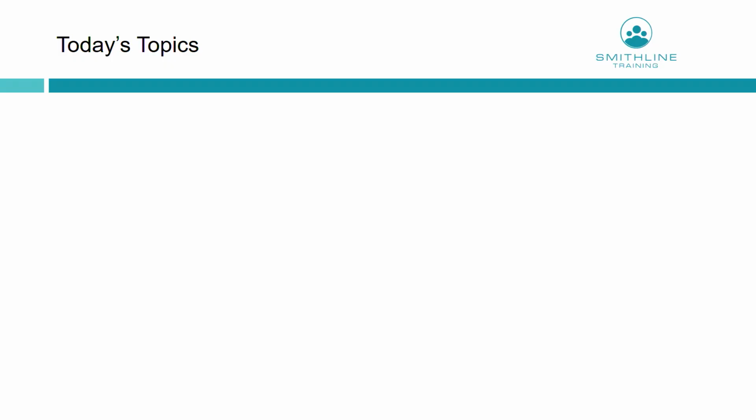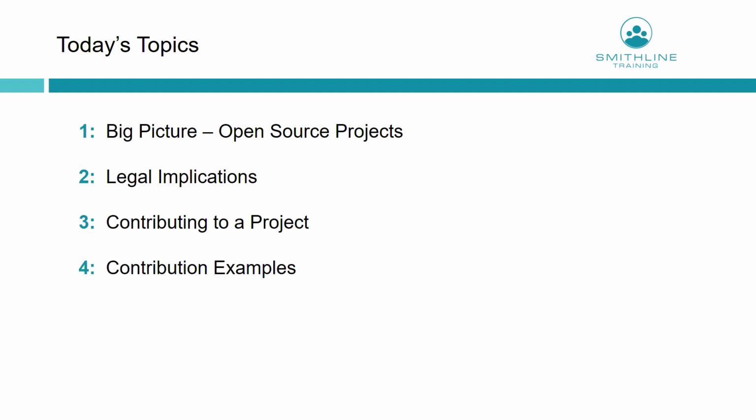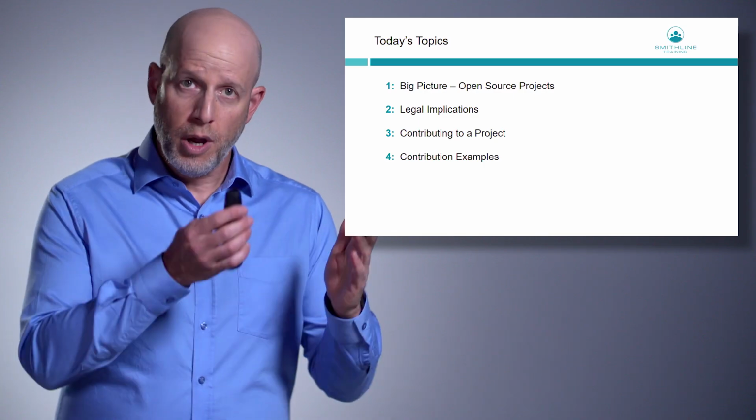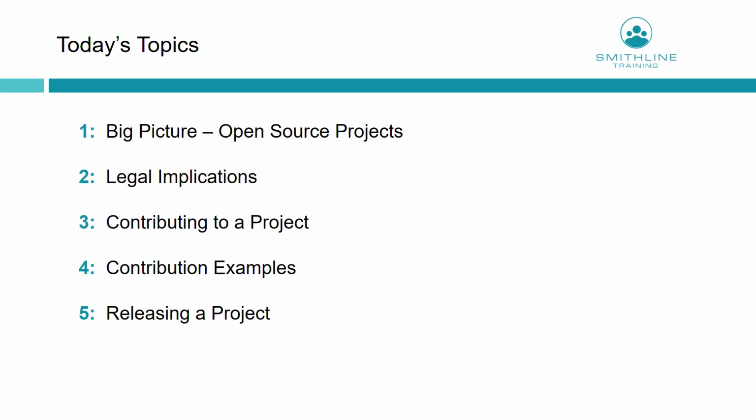So what are we going to talk about today? Well, first we'll look at the big picture. What are open source projects and how do they operate? Next, we'll discuss the legal implications for participating in open source projects, particularly for proprietary technology companies. After that, we'll address contributing to a third-party open source project and give you some examples of contributions that your engineers might want to make and help you walk through an analytical process for deciding whether or not that might be problematic for your company. And then we'll do the same thing for a request to release a project.